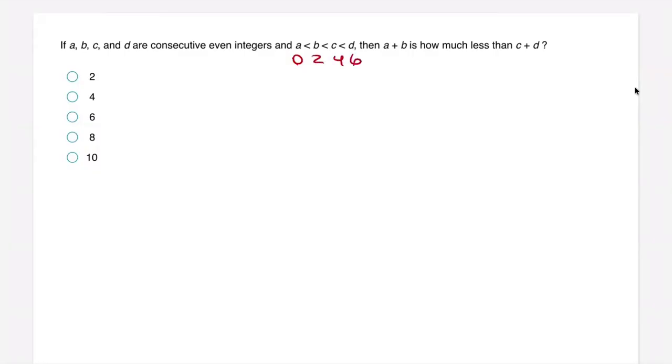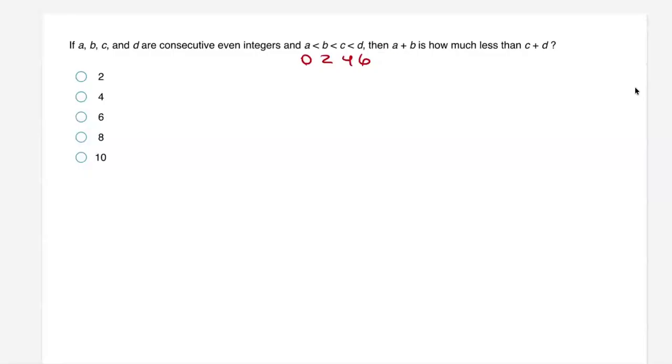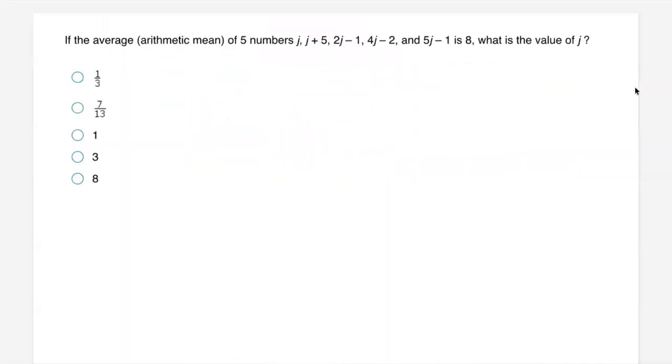2, 4, 6. A plus B, 2. C plus D, 10. 1 minus the other is 8. Is that okay? Okay, how much this is less than this? 8. Good? It's okay? If anyone wants me to do again, just say it. Okay? Next one.